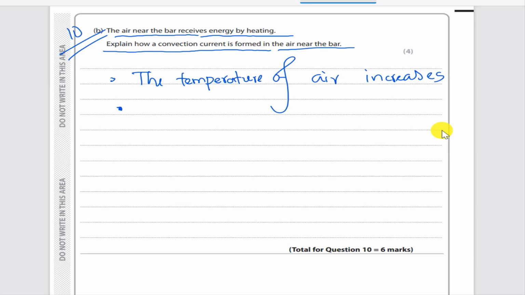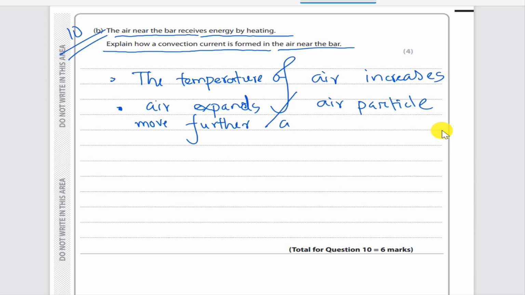Air expands, or air particles move further apart. The density of the air decreases.